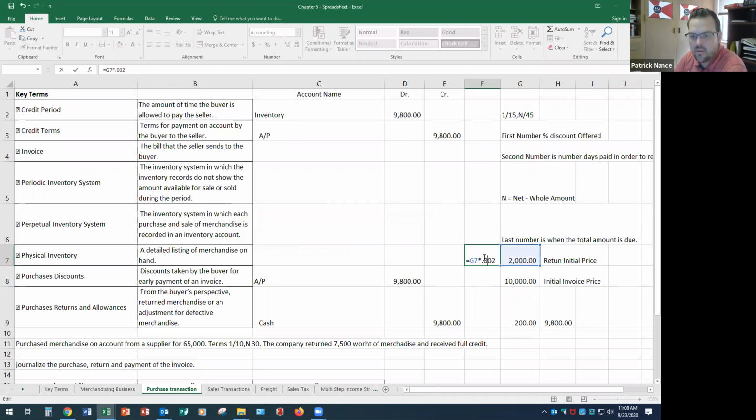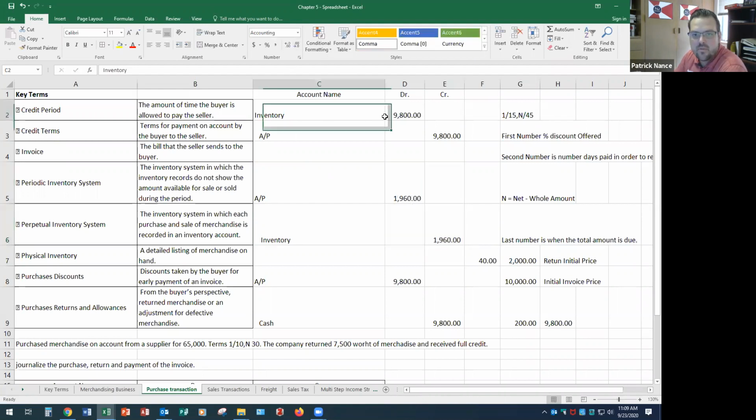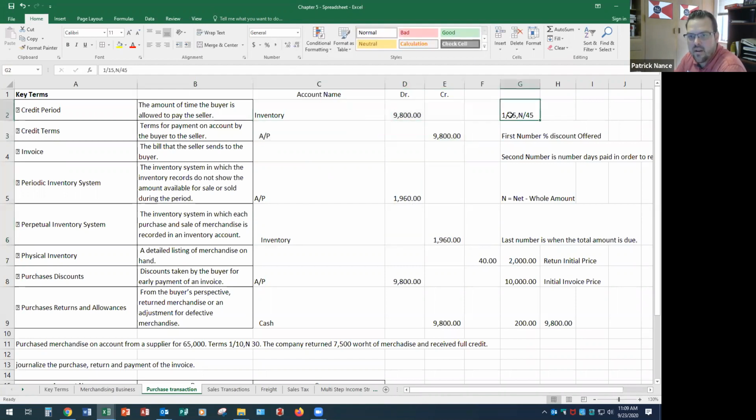0.02, which gives me $40. So I need to take that out of the 2,000. So 2,000 minus 40 is 1960. So I would reduce my accounts payable, this would be for the return, by 1960. And I would decrease my inventory because I no longer have that inventory by 1960. So this would be the initial purchase with a discount of two. Let's change it back to what it was so you can see it. 210 and 45 really doesn't matter in this case.